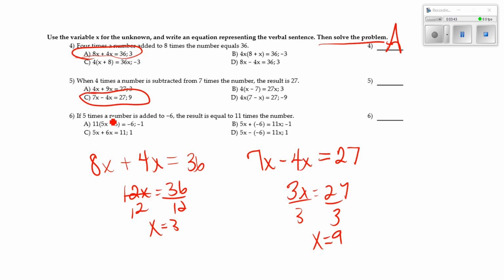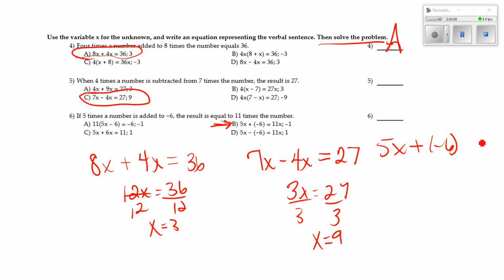Number 6, if 5 times a number is added to negative 6, which I don't like, but the only one that shows 5 times a number added to negative 6 is B. It's kind of written backwards, I think, but with addition it doesn't matter. With subtraction, you'd have to have it in this order to get the right answer. So 5 times a number, we're going to add negative 6 to that. When negative 6 is added to 5 times a number is how I would say it, instead of 5 times the number added to negative 6.